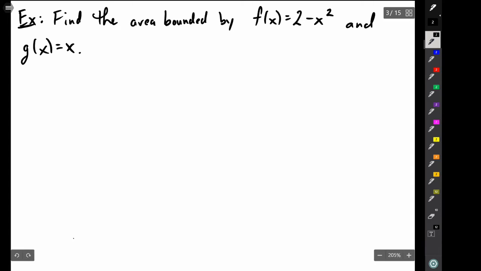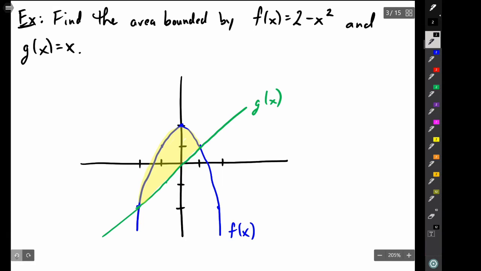I have this graph actually prepared. There we go. All right, so here's the graph of these two. The area that we're looking for is this highlighted area in between the two functions. We can see in this region f of x is on top, g of x is on the bottom. f of x is the blue one here.